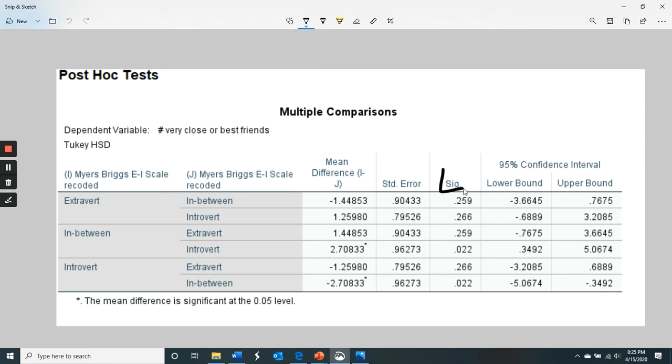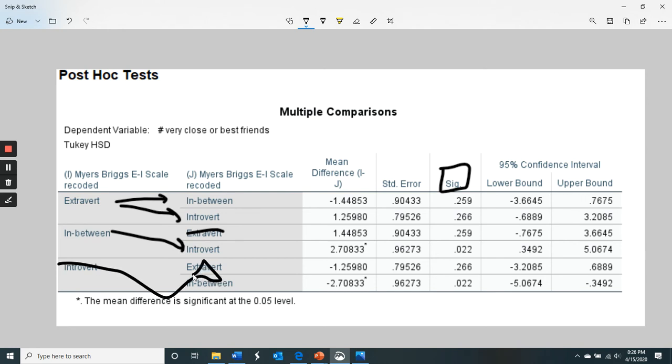So we're going to look at for sig, and remember that there's repeated here, and maybe it's a little bit easier because we have words here. So we're going to have extrovert in between, extrovert, introvert, and in between introvert. 3 comparisons. We already know the extrovert in between because it's right here. See, extrovert in between's right here. Extrovert, introvert's here. So this has already been there. So all we need is the in between introvert.